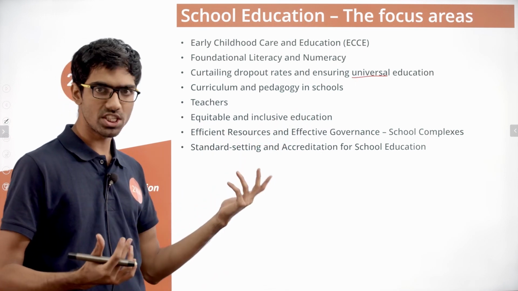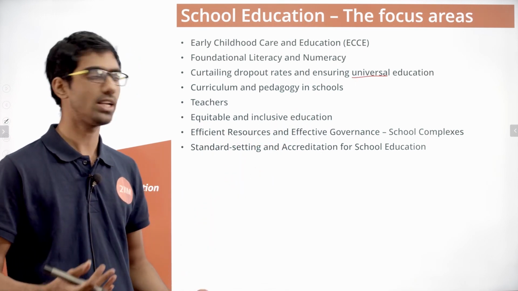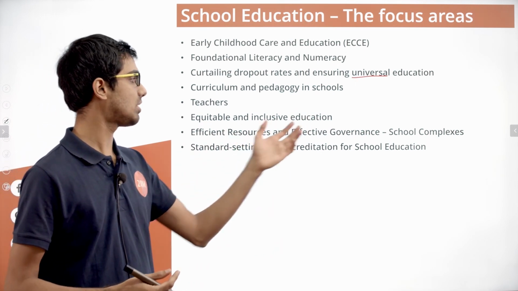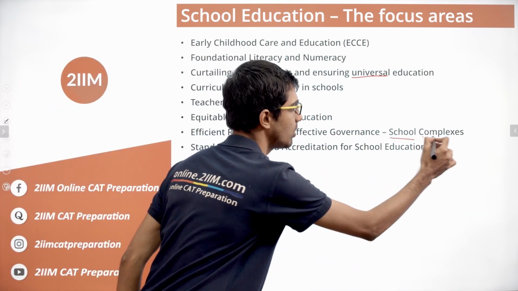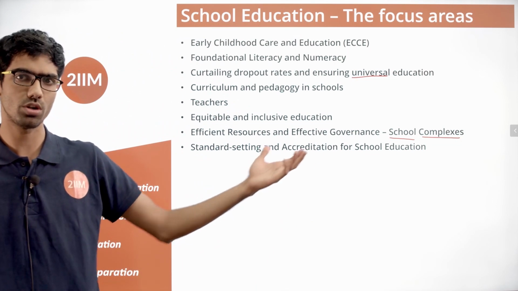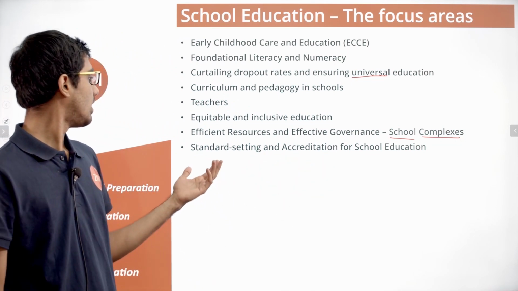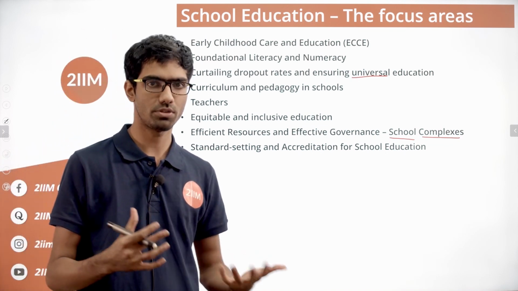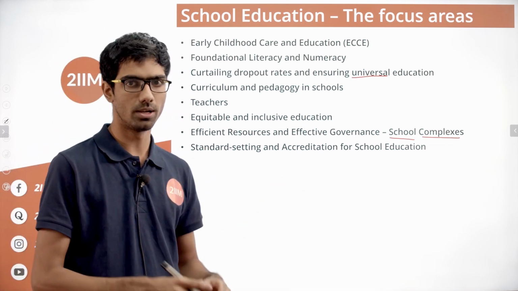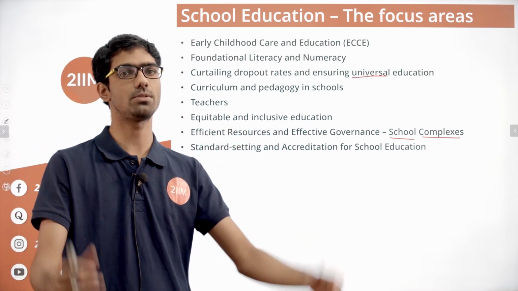Next is equitable inclusive education. Time and again this keeps getting repeated in the policy. Efficient resources and effective governance. So this is a curiosity inducing term which we are going to see further. There's also standard setting and accreditation for school education, and who is going to be the authority for the same. That's also going to be one aspect the school education part is going to cover.